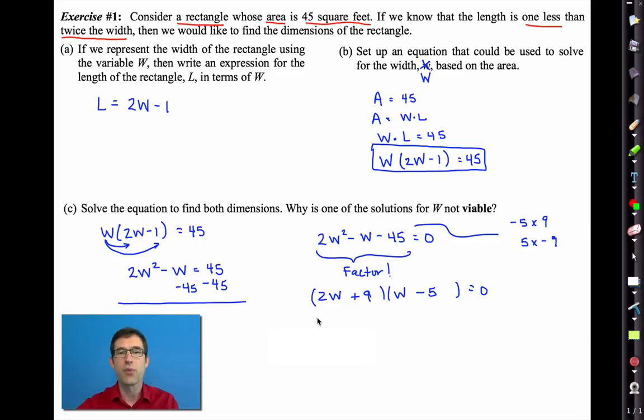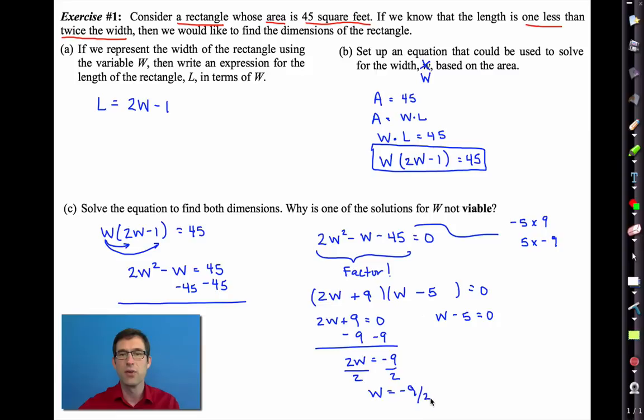Now we can finish this problem using the zero product law by setting 2w plus 9 equal to 0, and by setting w minus 5 equal to 0, right? I'll solve this one by subtracting 9 from both sides and getting 2w equals negative 9, and dividing both sides by 2, getting w equals negative 9 halves. This one's a little bit easier. I'll add 5 to both sides, and I'll get w equals 5.